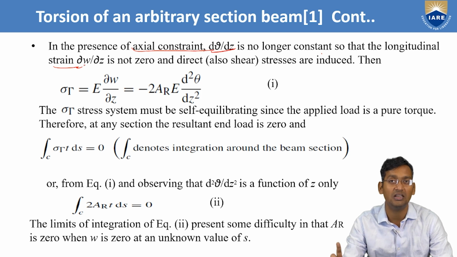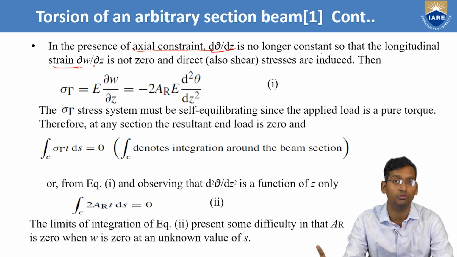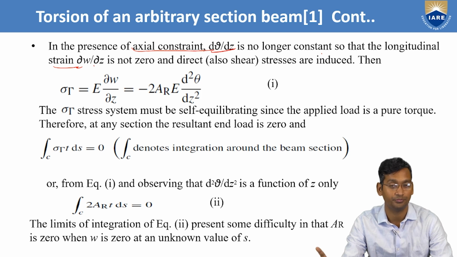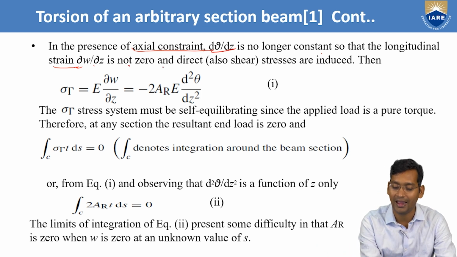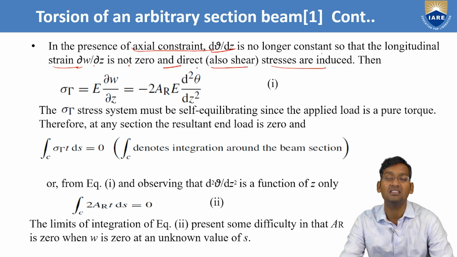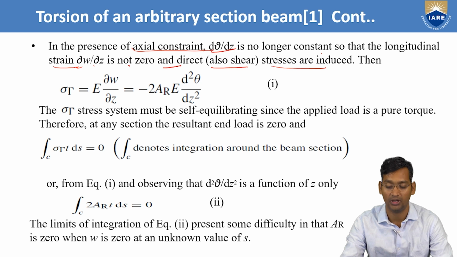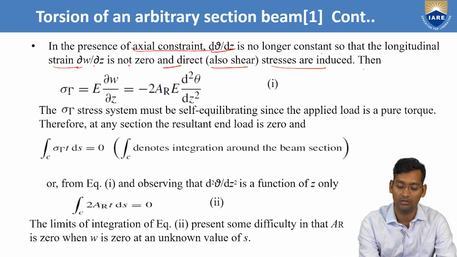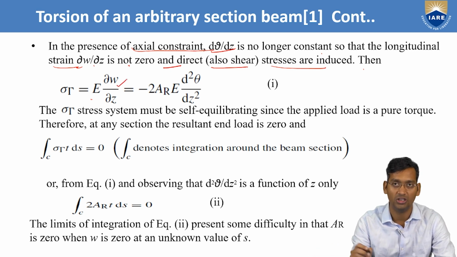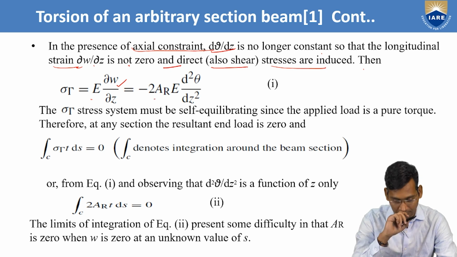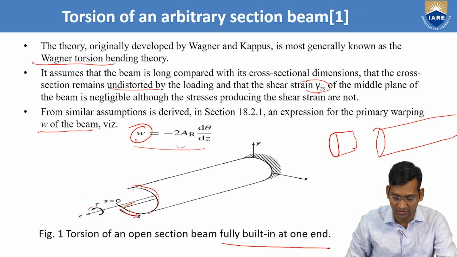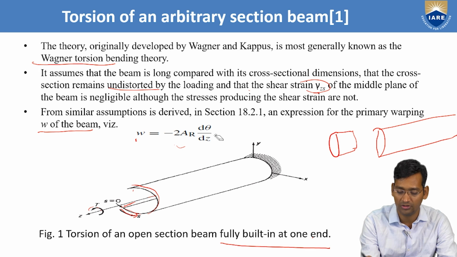But here d theta by dz itself is not constant, meaning del w by del z also won't be 0. So it's not 0, and direct and shear stresses are both induced, meaning both will be there, right? What then? Sigma tau is E del w by del z. So here del w by del z also is not a constant. Just put the value of that one. Just now we had seen here what w is, so just differentiate this one.